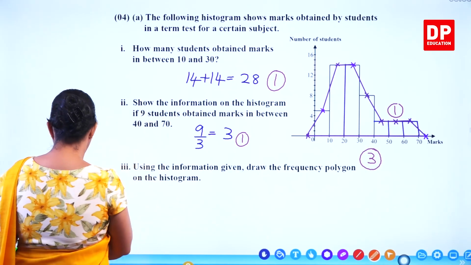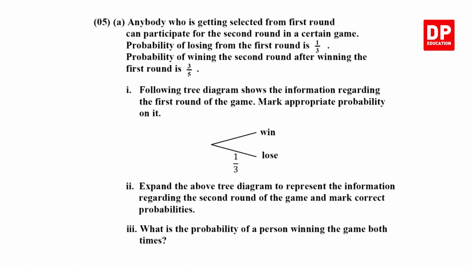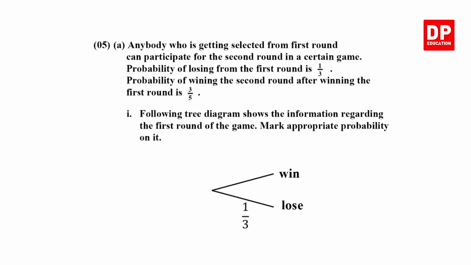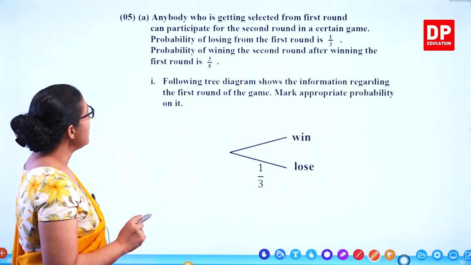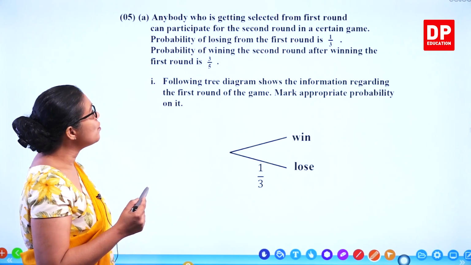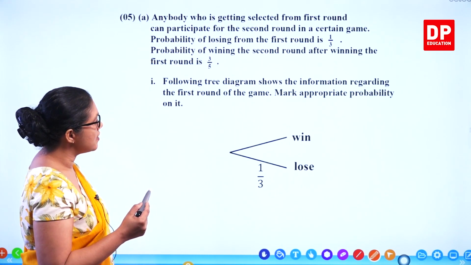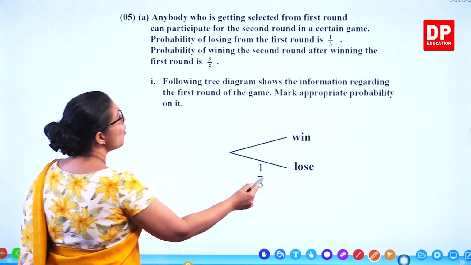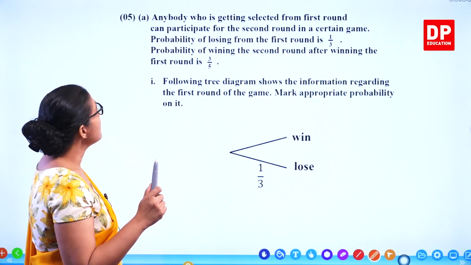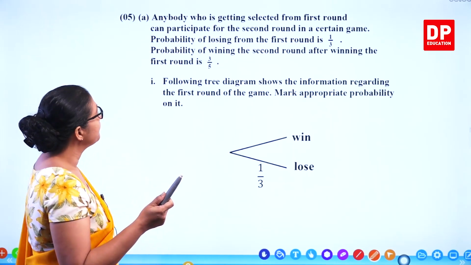Now we'll take the last question in part B, question number 5. So you get part A, 3 parts. First part, anybody who is getting selected from the first round can participate in the second round in a certain game. Probability of losing from the first round is 1/3. So already marked, losing 1/3. Probability of winning the second round after winning the first round is 3/5.